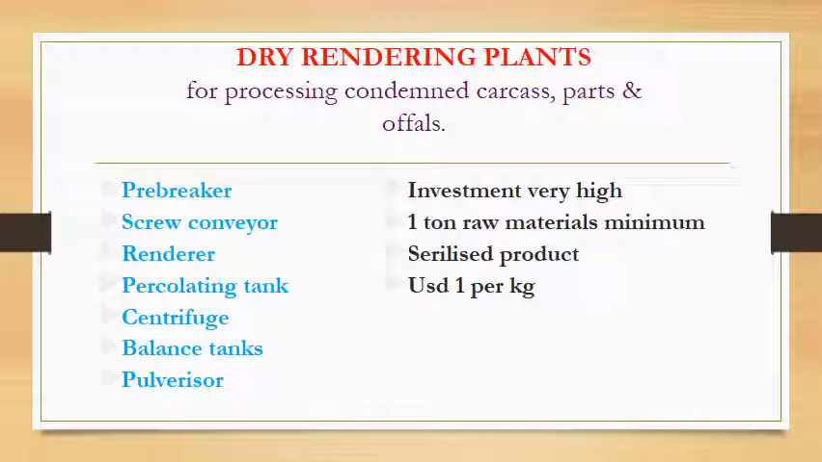So this is the dry rendering plant which is used for condemned carcasses or parts or offals, and it helps in making meat meal or sometimes bone meal. It can even be used for making blood meal.